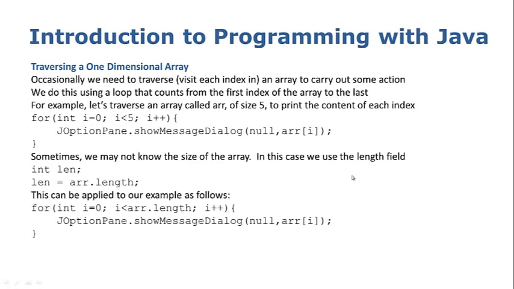This could then be applied to our example as follows. For int i = 0, i less than, and instead of 5 here, we've got r.length. So it will count how many elements are in the array, and then we can do our increment, which is i++, and the action within the loop is the same. So this is something that can be quite useful when we're doing different applications and we need to visit each space in an array where we may or may not know the length of that particular array.